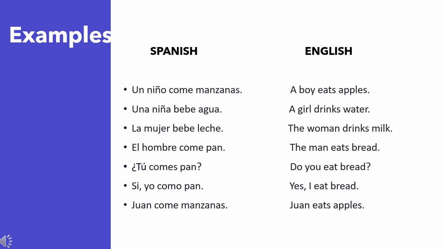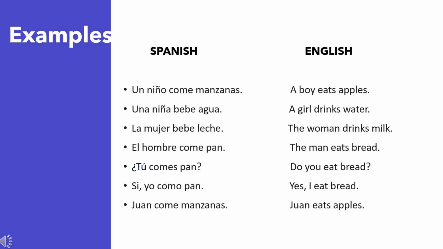Next, el hombre come pan. El hombre come pan, which means the man eats bread. El hombre come pan. The man, come means eats, pan means bread. So, el hombre come pan. The man eats bread.